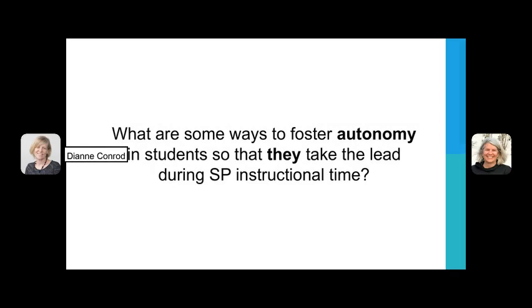What are some ways to foster autonomy in students so that they take the lead during SP instructional time? Through the use of the Google Form checklists and interactive VoiceThread lessons that students are using throughout the week, online teachers already have an idea of what questions the students have before the live instructional times.